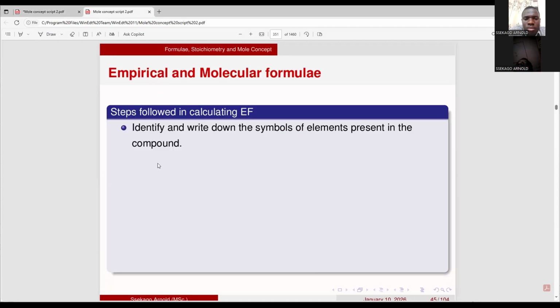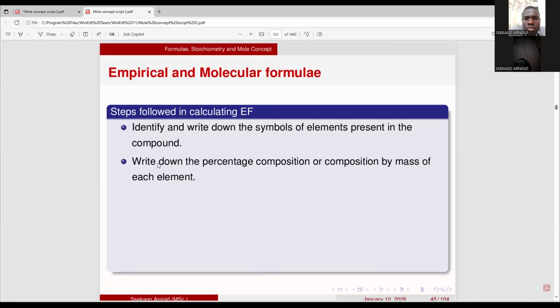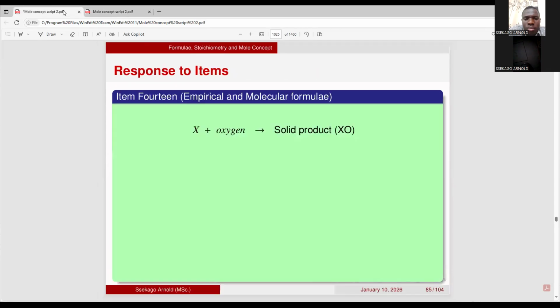Then what does rule number 2 say? Step 2 says to write down the percentage composition or composition by mass of each element. Now, what are my elements? My elements are X and oxygen. So write down the composition of X and also the composition of oxygen. The question is, what is the composition of X and what is the composition of oxygen?